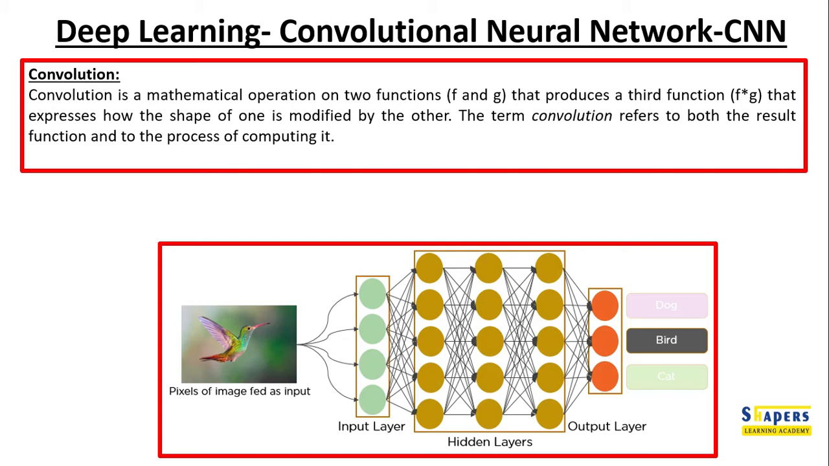What is convolution basically? Convolution is a mathematical operation on two functions f and g that produces a third function. It expresses how the shape of one is modified by the other. The term convolution refers to the result function and to the process of computing it.